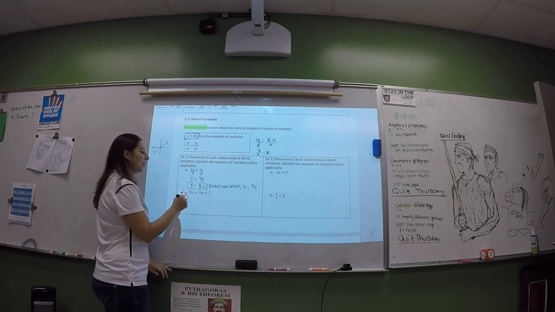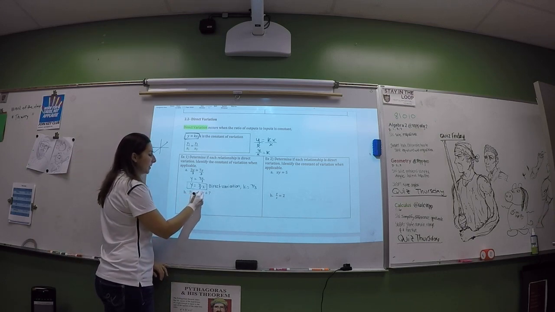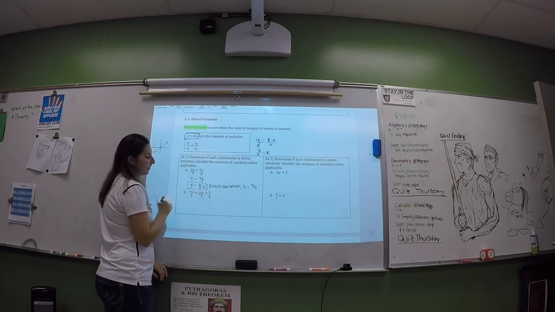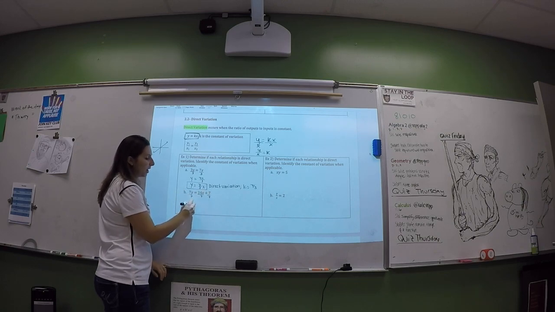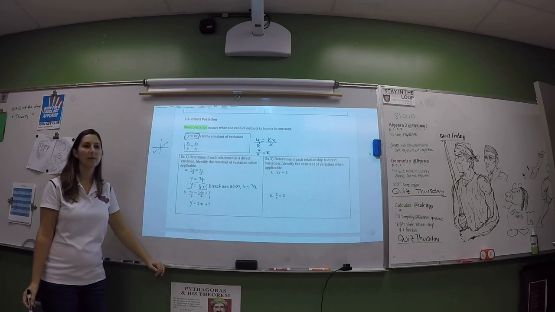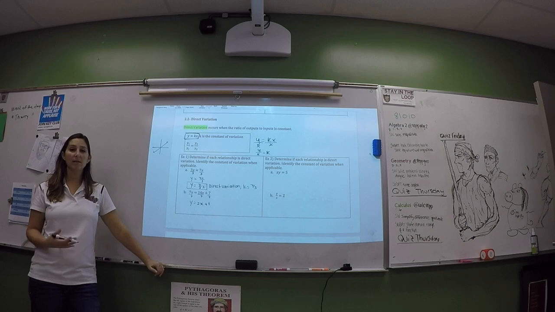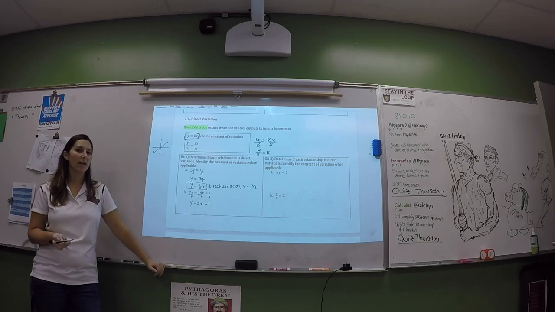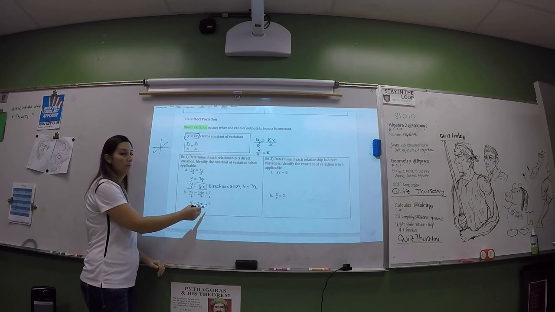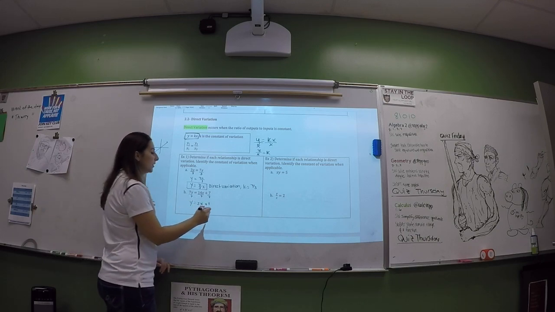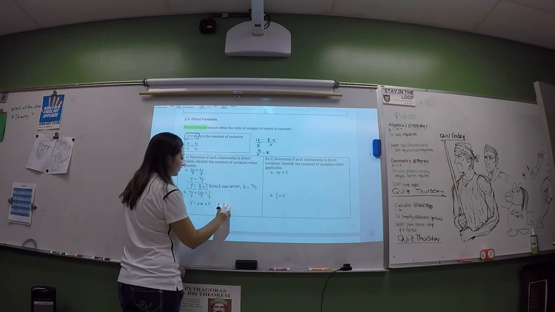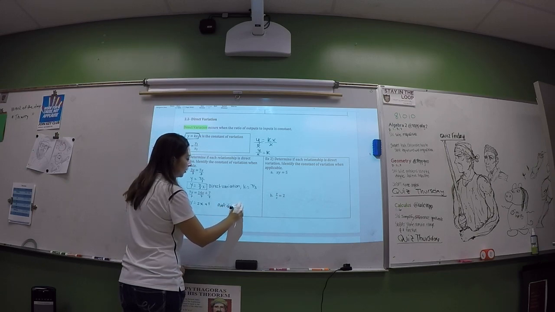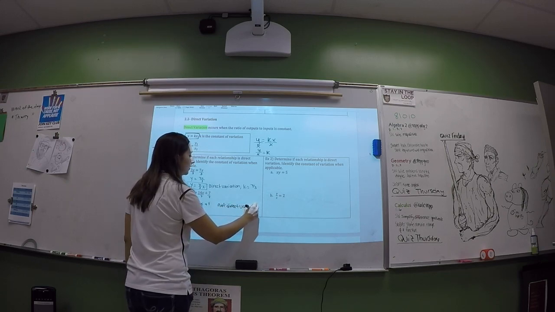So what can we do here? Divide by 7. Remember when you divide by 7, you have to divide everything by 7. So 7y divided by 7 is y. 14x divided by 7 is 2x. 7 over 7 is 1, not 0. So is that not a constant or direct? What's different about this one? There's a +1. Right. If it has a +1, is it going to go through the origin? No. So it's not direct variation. It's still linear, but it's not direct variation.